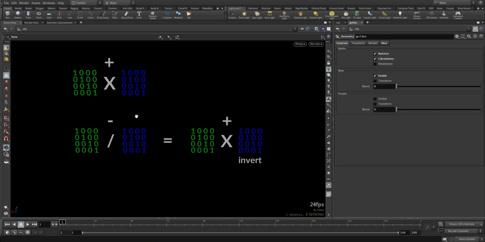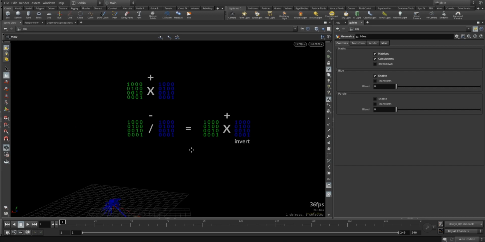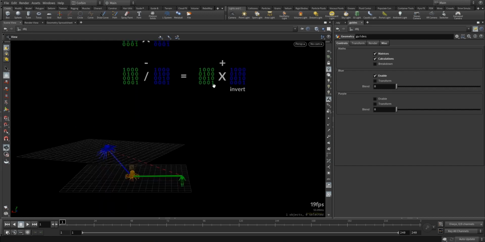So if we have simple multiplication, we can multiply one matrix by another to get the sort of result of both of them. And if we want the difference between two, we multiply them but simply invert the second one. Okay, so really simple, and based on the principles we've already learned about maths, you just need to remember that with matrices it goes one generation higher. So addition becomes multiplication and subtraction becomes division, and that's all you need to remember.